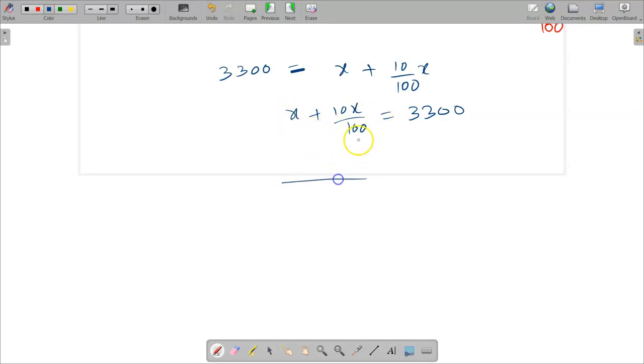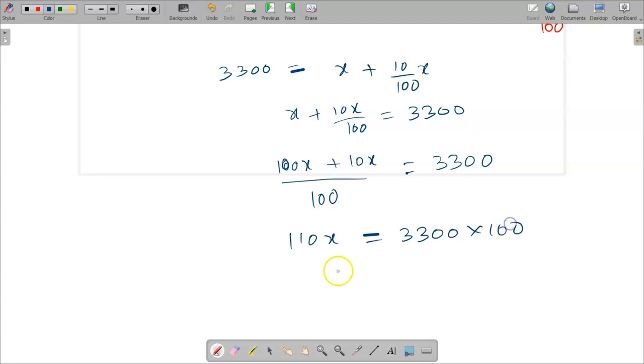So the denominator, 100, is the LCM. What will you do? x into 100 is 100x, plus 10x, because here the denominator is 100, so nothing to multiply. It will be 10x as it is, which is equal to 3300. So the numerator is 110x, which is equal to 3300 into 100. So x is equal to 3300 into 100 divided by 110.